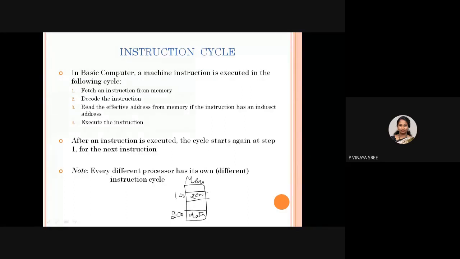Now, what is the effective address? The effective address is the address using which you will get the operand or the data. So in this case, is the effective address 100 or 200? According to your knowledge, tell me. Yes, 200. The effective address is the address where, if you go to it, you will get the data or an operand. So read the effective address from the memory if the instruction has an indirect address.